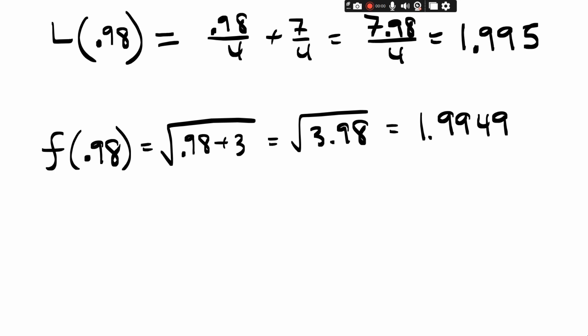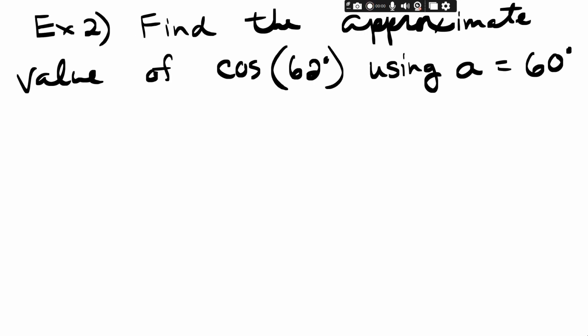How about that? So this one, I think we started, we didn't finish here. So find the approximate value of cosine of 62 degrees. We're going to get really, really close to a value that we know that's very close to 62 degrees, which is 60. That'd be cool there. Again, same exact process.